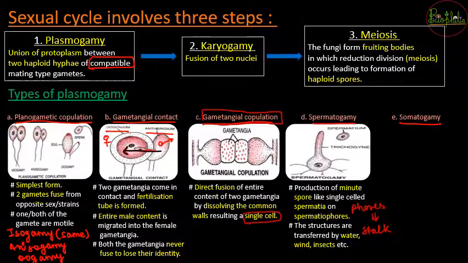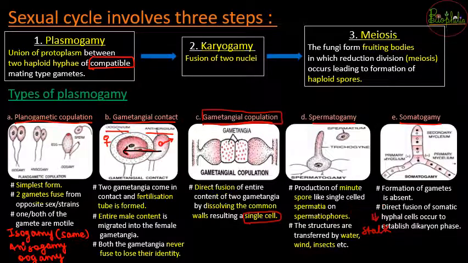लास्ट आता है, that is somatogamy. अब somatogamy जो होता है, that is going to be a method in which gamete formation is going to be absent. When there is no gamete formation, तब क्या होगा? In that process there is going to be fusion of somatic hyphal cell.